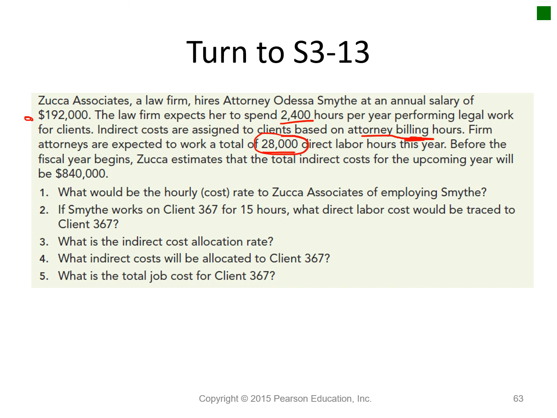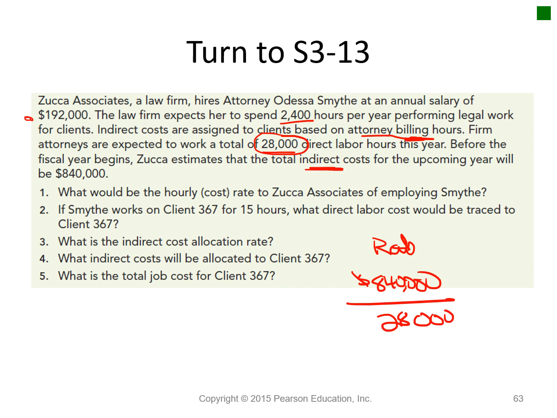It says before the fiscal year begins, they estimate the total indirect cost, again this is your overhead, will be $840,000. So remember, the way you're going to get your overhead rate is you'll take that $840,000 and divide it by the 28,000 billing hours. So that's how you're going to get the rate, just like you did with the other system.